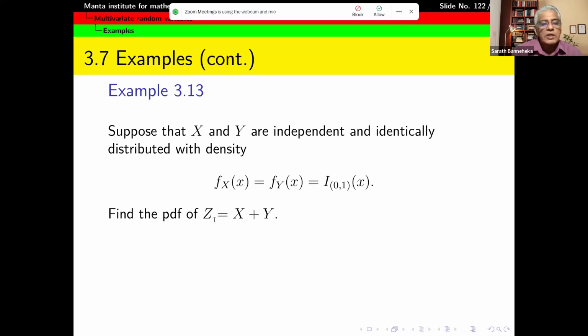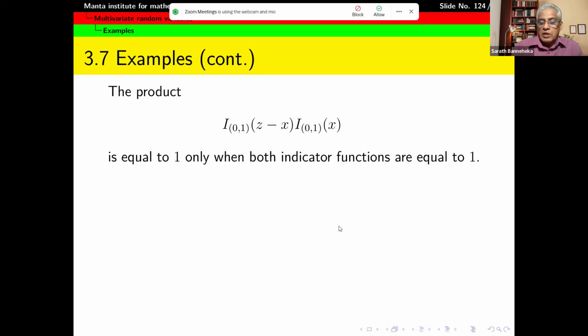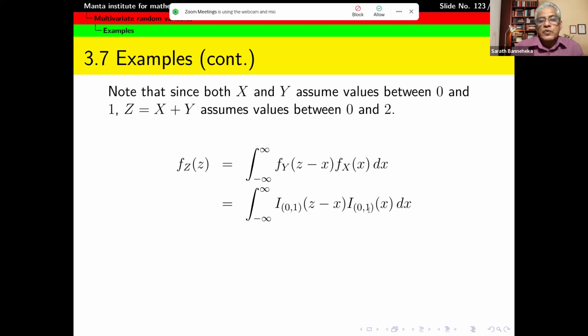Now I want to find the probability density function of z. So again, let us use the convolution formula, but now, instead of 1, I'm going to write the density function in terms of the indicator function. So z will be equal to this expression, where I can replace this by this expression, and then f_X(x) by this expression. Now, what is the product of these two functions?